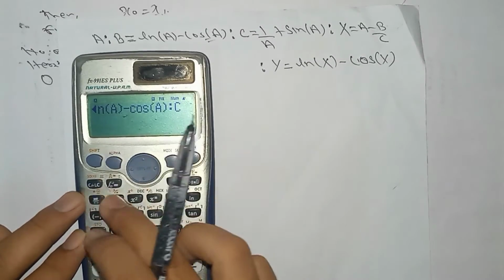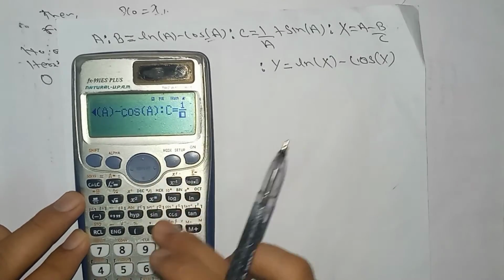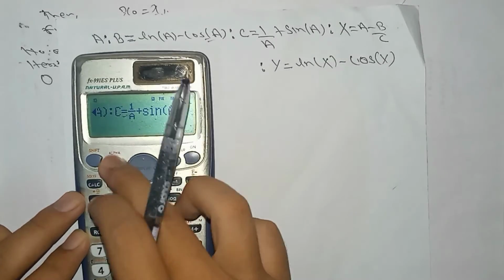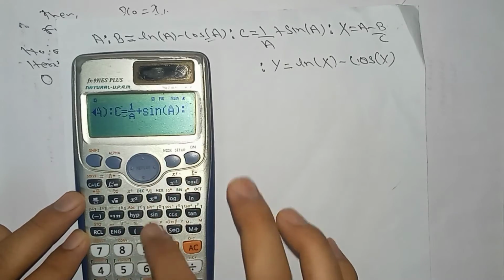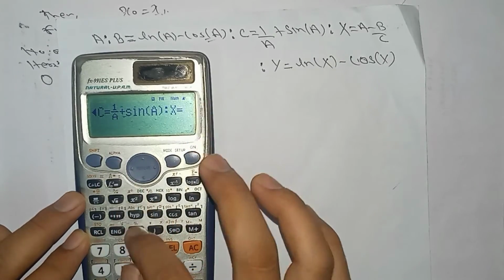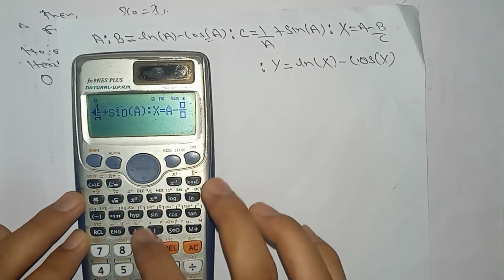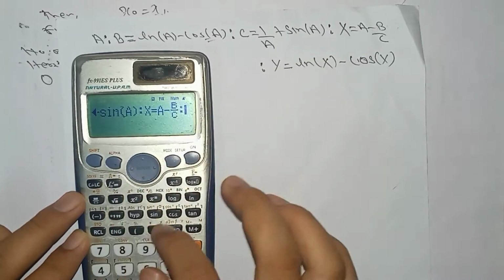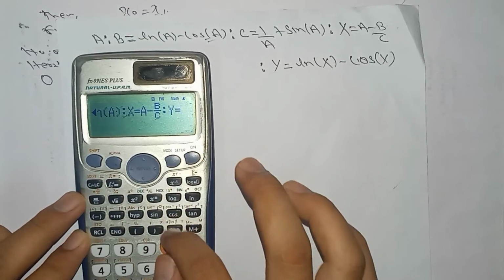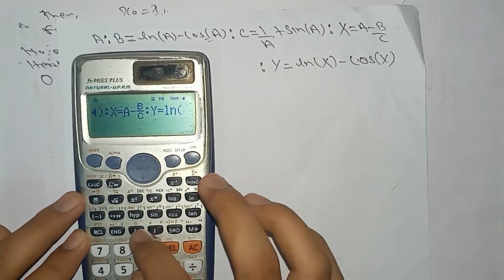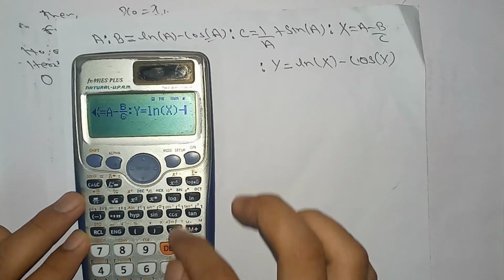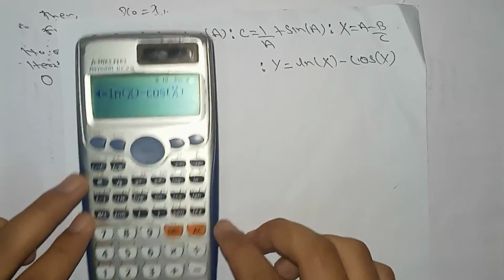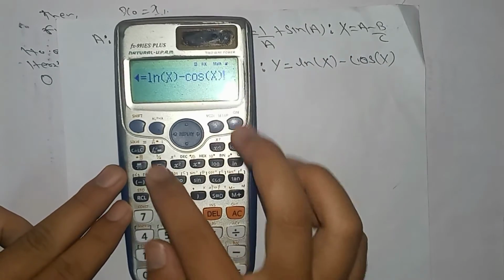Don't press the below button, press else: 1 by (A plus sin A), again colon, then X is equal to (A minus B) by C, B by C, again colon, again Y is equal to ln, and here is the X term, X minus cos X. Now after this, don't press equal to. After writing all these variables, press CALC.